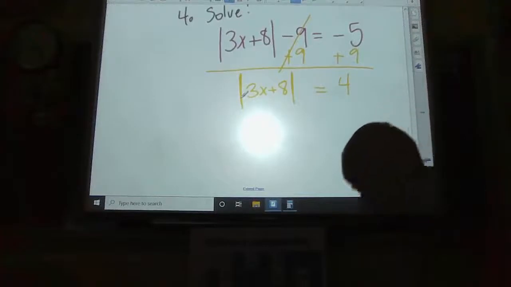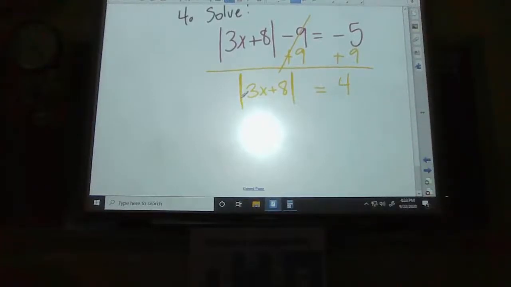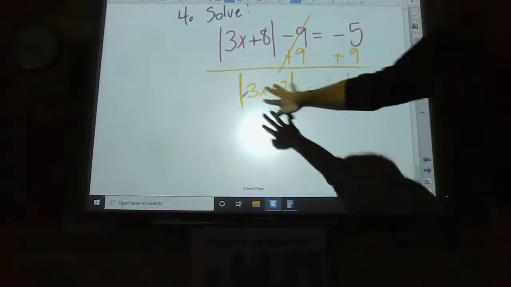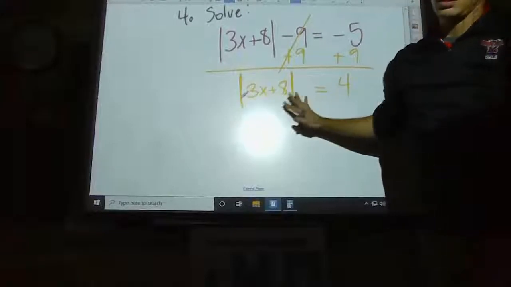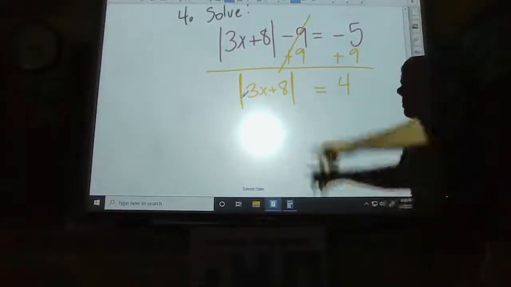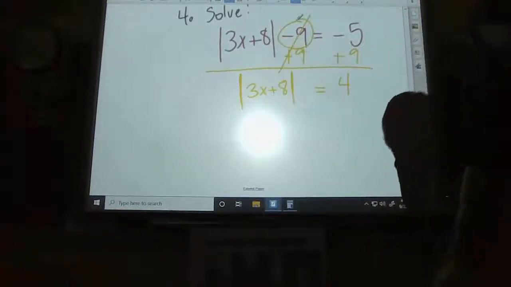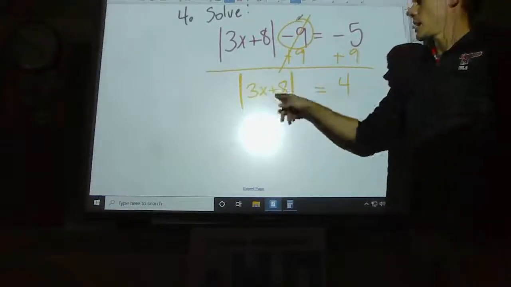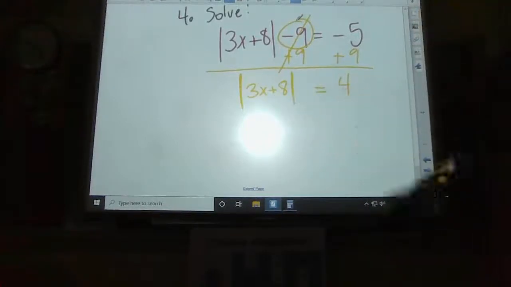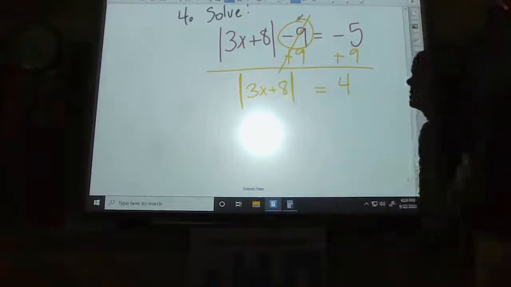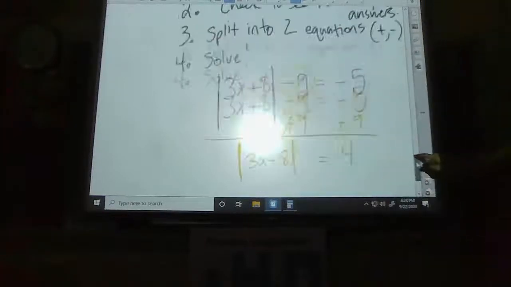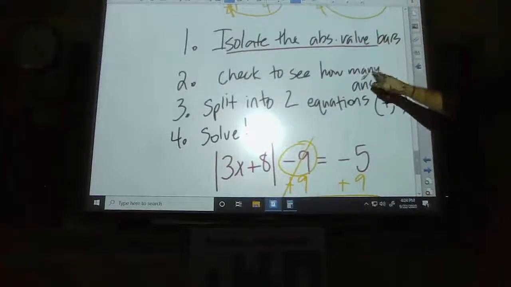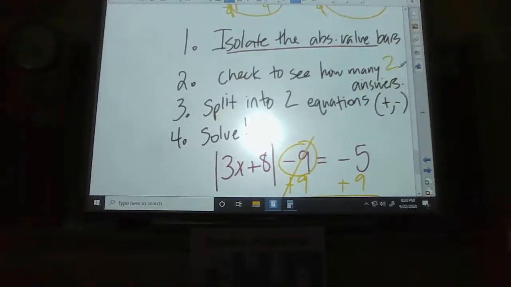And now take a look at it. Now I can decide, can I answer this one? Because look, this is isolated. It's the only thing on the left-hand side is the bars. There's no more extra junk hanging out up there, right? So this is okay. I can answer this because it's a positive number. That tells me I'm going to have 2 answers on this. So I've isolated it. Check to see how many answers. I know I'm going to have 2 on this one.